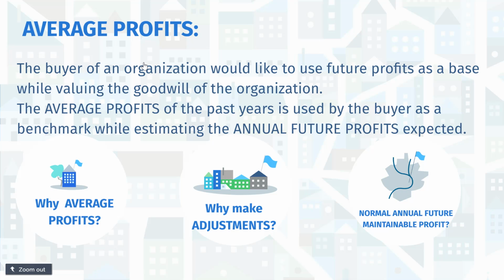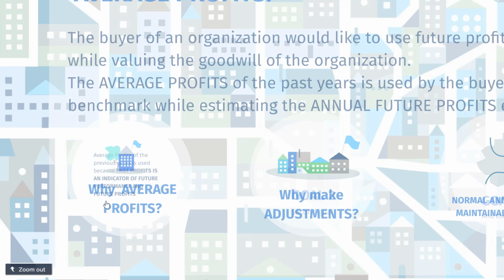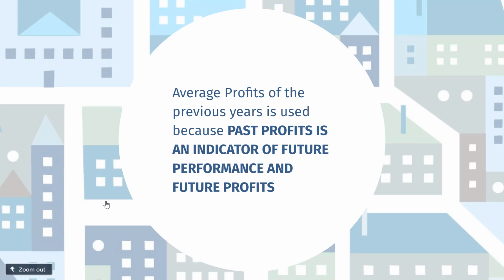Now the buyer of an organization would like to use future profits as a base while calculating the goodwill of the organization. So the buyer would like to pay goodwill based on what future profits he expects. The average profits of the past years is used by the buyer as a benchmark while estimating the annual future profits expected. And why are these average profits used?